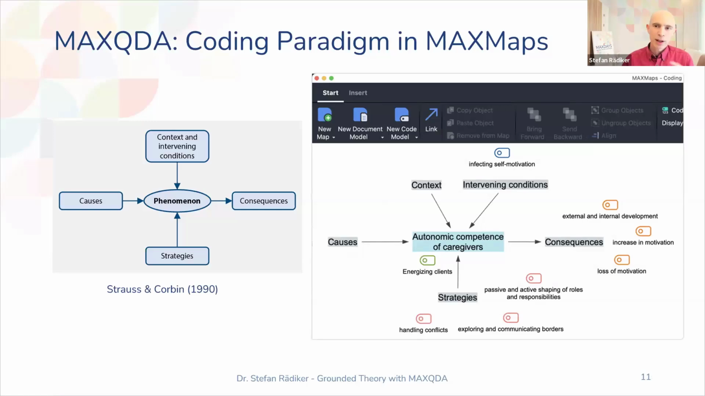It's the diagramming environment, the concept map environment in MAXQDA. And here I have created manually a kind of a coding paradigm where I place the phenomenon in the middle, the causes to the left, and then the consequences to the right. And you can see that I already started here with adding some codes from my code system and to organize the relations and to think about how all the information that I've captured from the data could be organized into this coding paradigm.